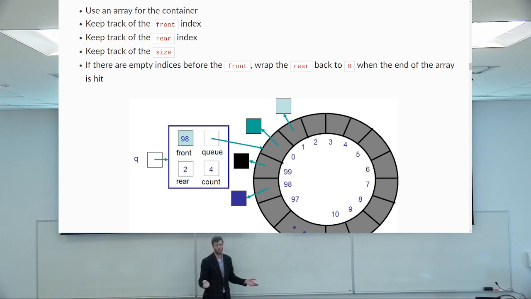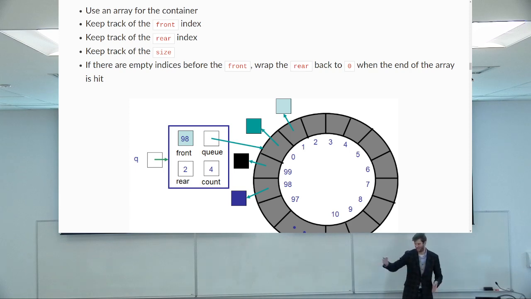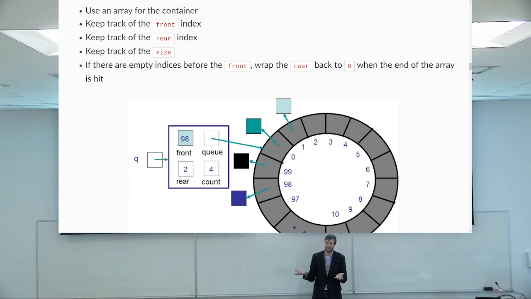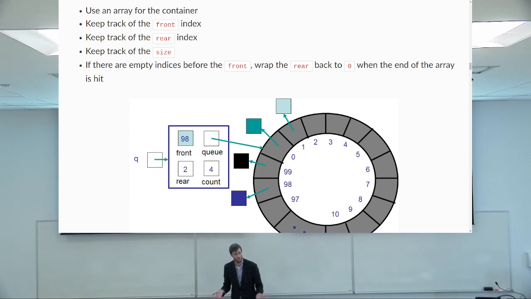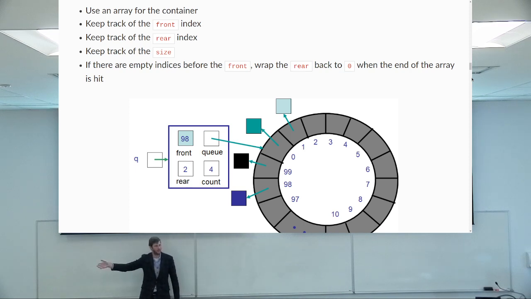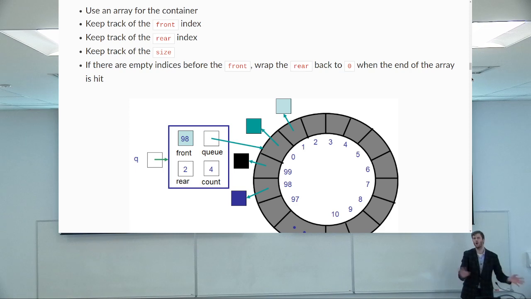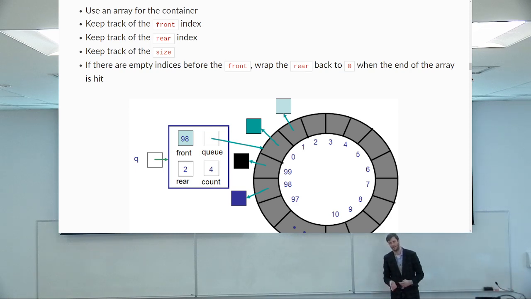That's the trick. Now, though, I don't expand capacity when I hit the end of the array. I expand capacity when there's no more room in the array, the same rule as before. It's just that the rear might not be the length of the array minus 1. The rear might be overlapping with the front. So the idea is this circular array idea. There's no such thing as a circular array. That doesn't exist, but we're going to pretend it does.